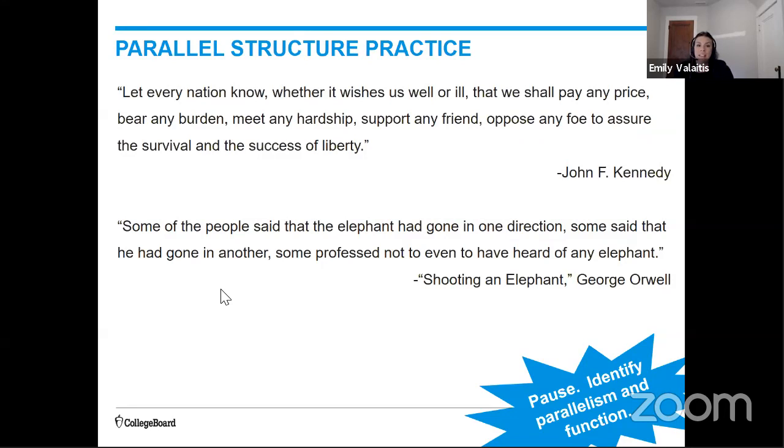And then in the essay Shooting an Elephant, George Orwell writes, "Some of the people said that the elephant had gone in one direction, some said that he had gone in another, some professed not to even have heard of any elephant." I'm going to ask you to pause the feed and look at both of these examples and see if you can identify where the parallelism occurs and how it functions.